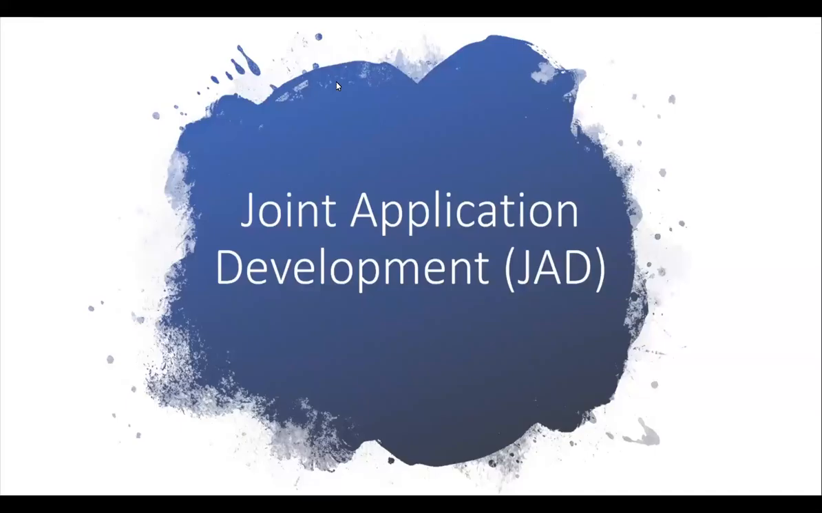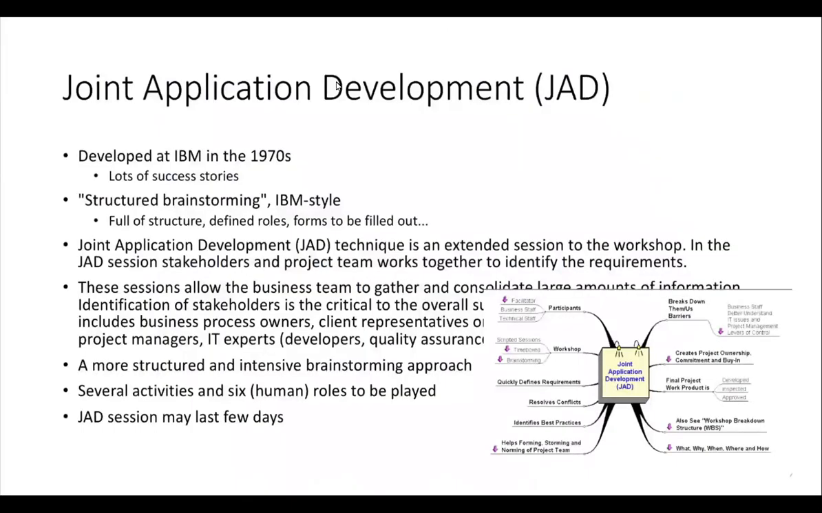Next is the modern joint application development, JAD. It was developed back in 1970 by IBM through a lot of success stories. It is considered structured brainstorming. This is the IBM style, which is full of structure, defined rules, and forms to be filled out.